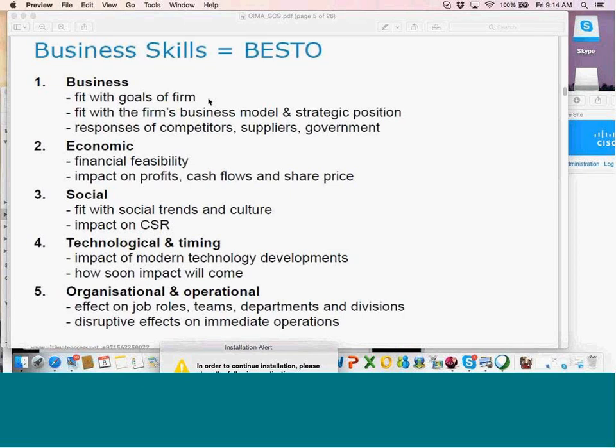Fly into these countries, will we be able to do it, right? How would these activities impact my job roles, teams, departments, divisions? Will it disrupt my current operation? So you can see, even though a brilliant idea might be brought on board, I need to think about this great idea in so many different ways, right? Because it may have a totally negative impact.